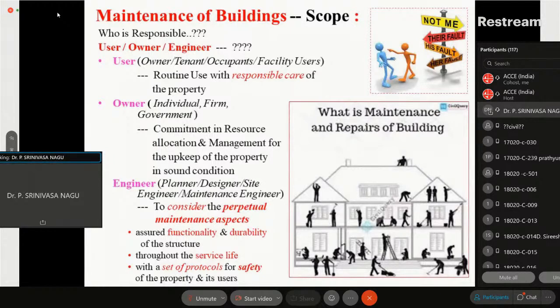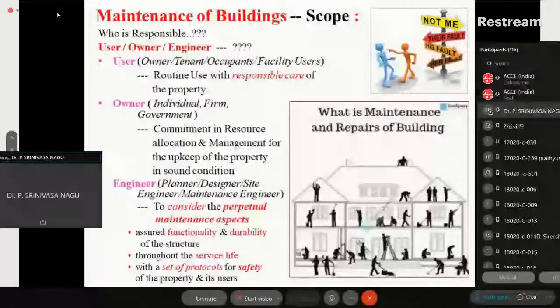Then the owner. The owner may be an individual, a firm, or government, but they should have enough commitment in resource allocation and management for the upkeep of the property in sound condition. There should be a proper attitude in the owner to keep the building in reasonably good condition. Some people will neglect it because it is not giving them income, and it continues in the same status. Okay.